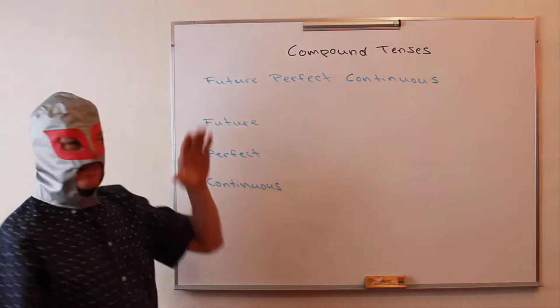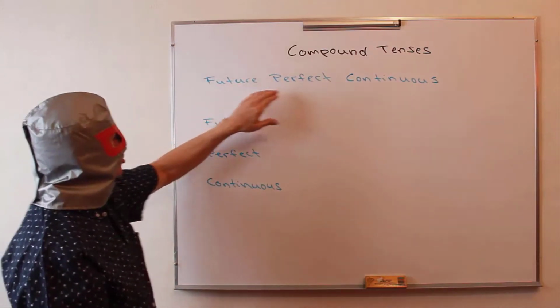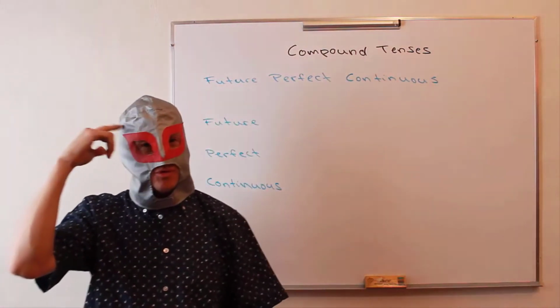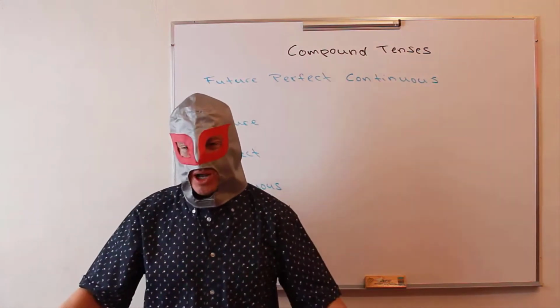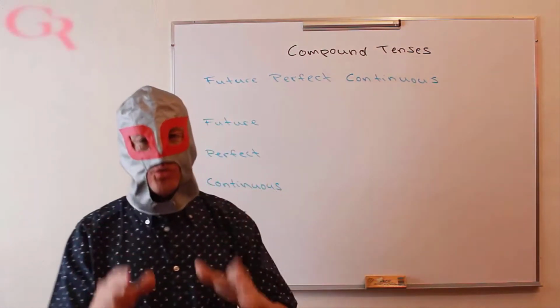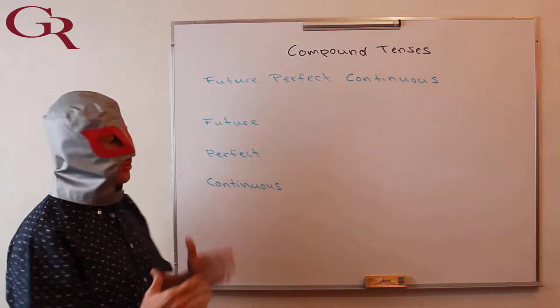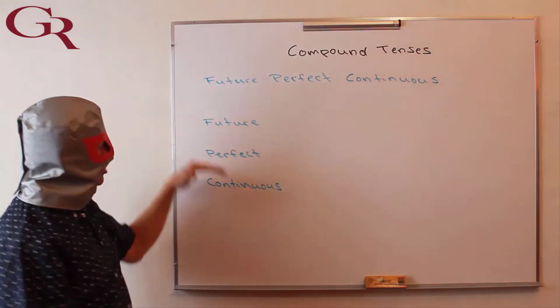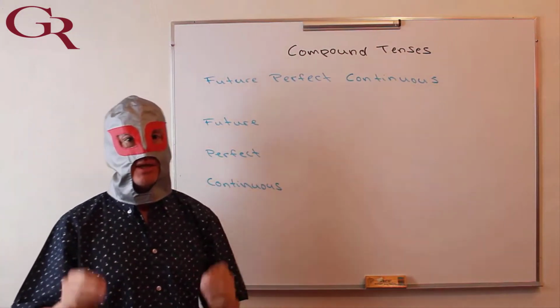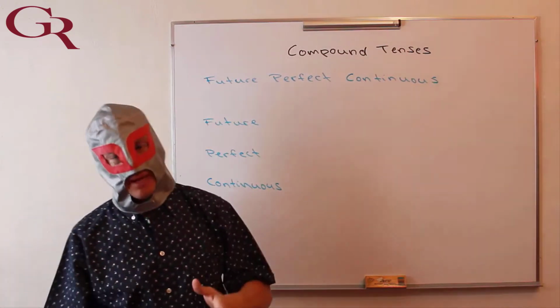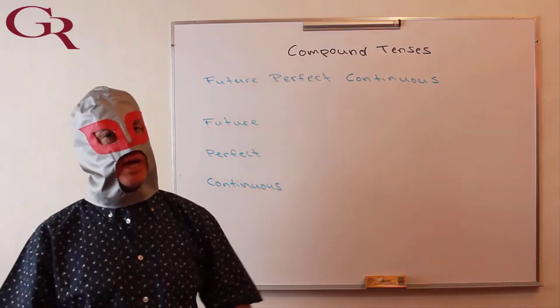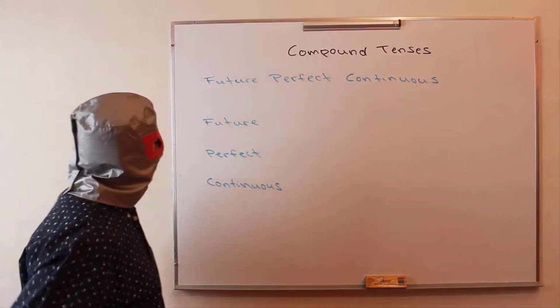So, let's take this as an example. Future perfect continuous. If you want to memorize all that, super complicated. Once again, don't do that anymore. What we're going to do is break this down just like basic math. Now, I know a lot of people don't like math, but math is your friend. You have to be good at numbers, okay? So, we're going to break this down.